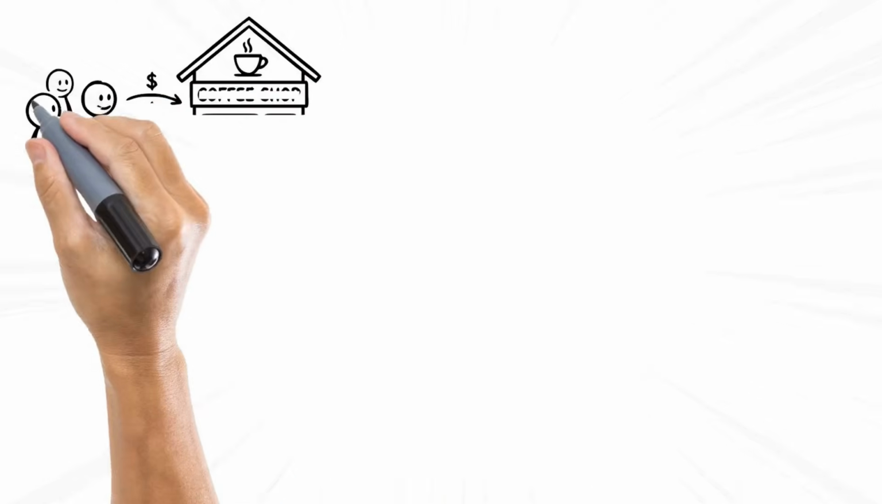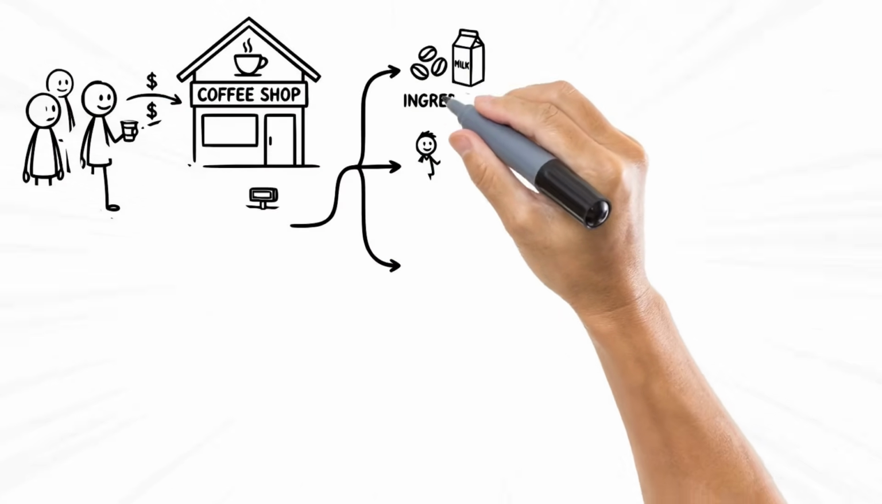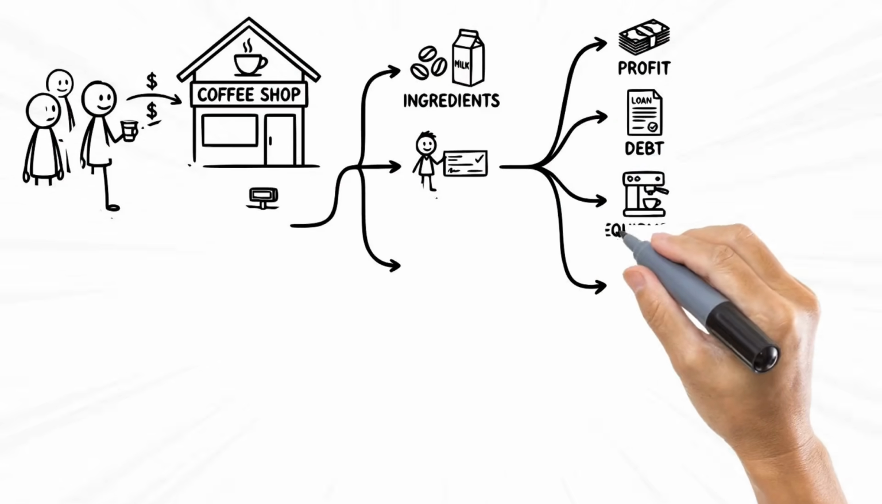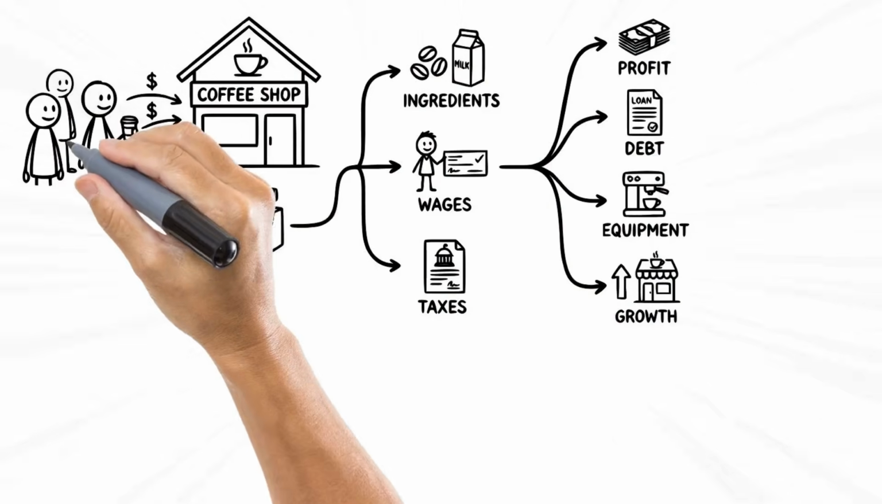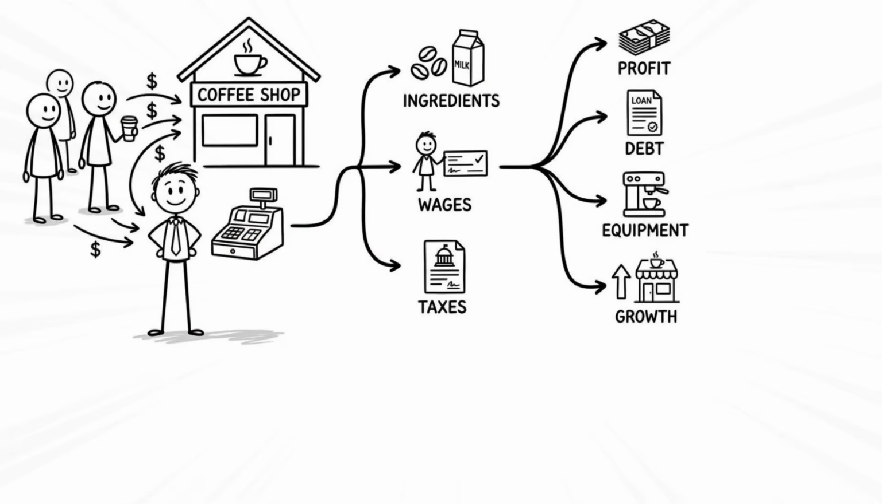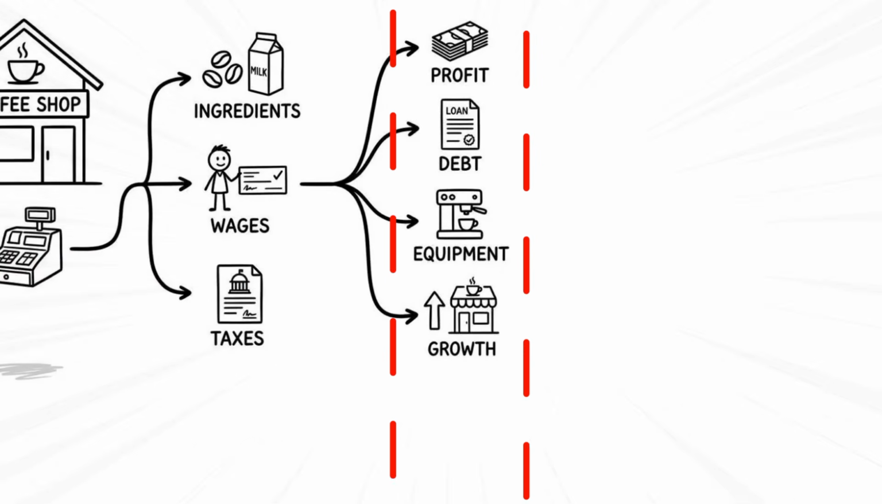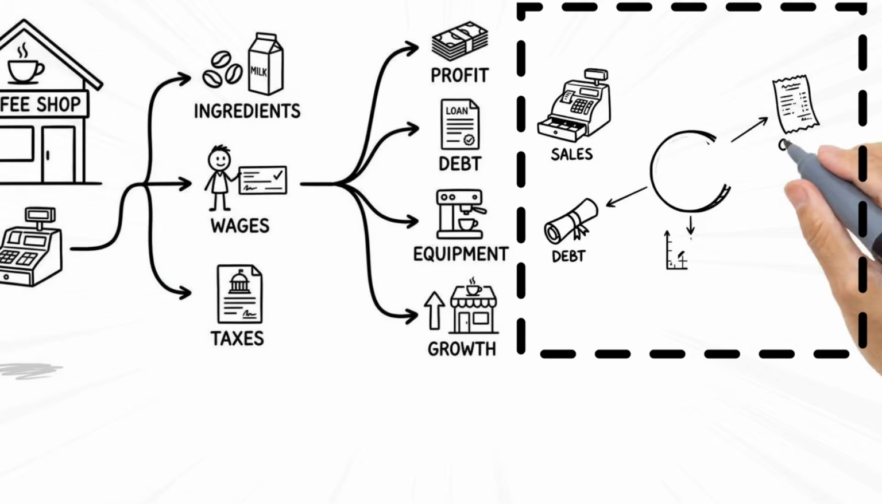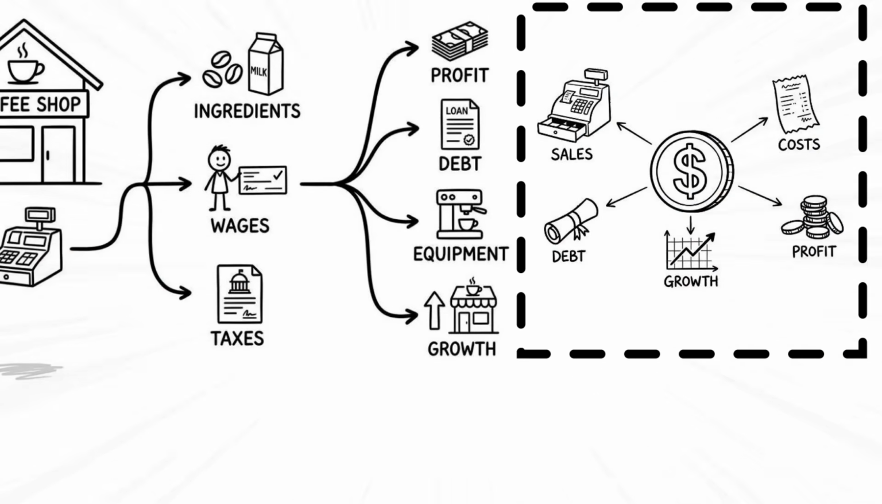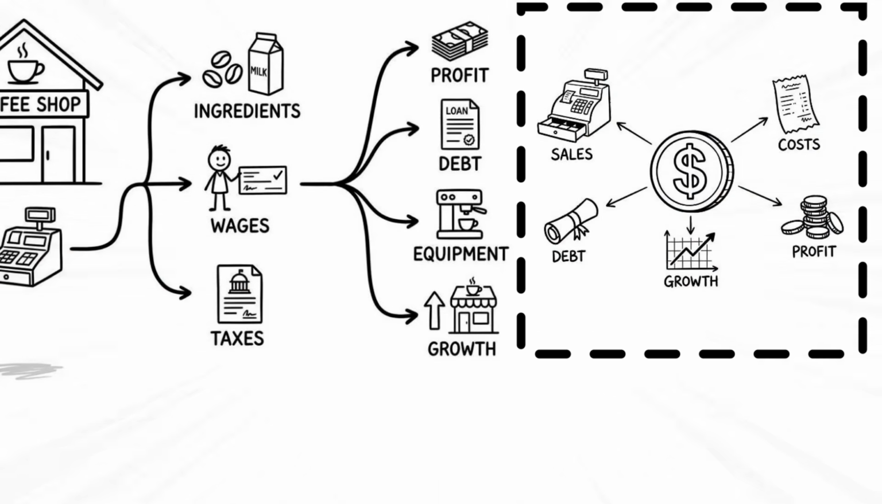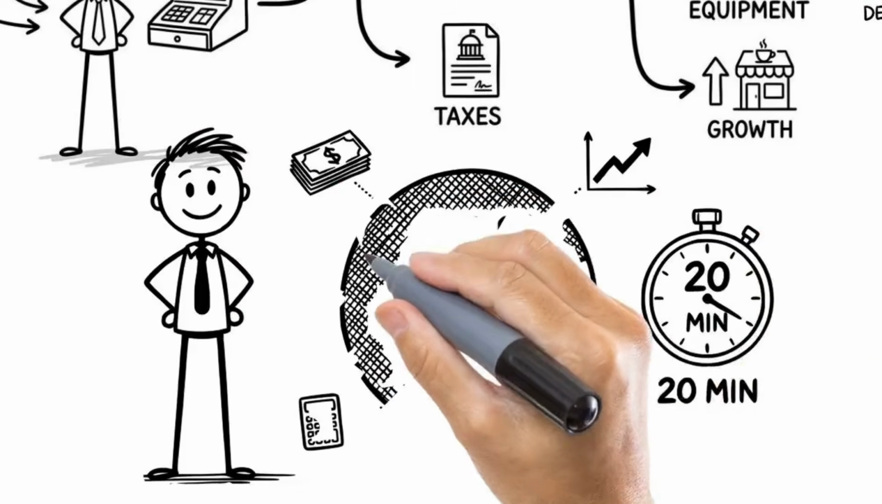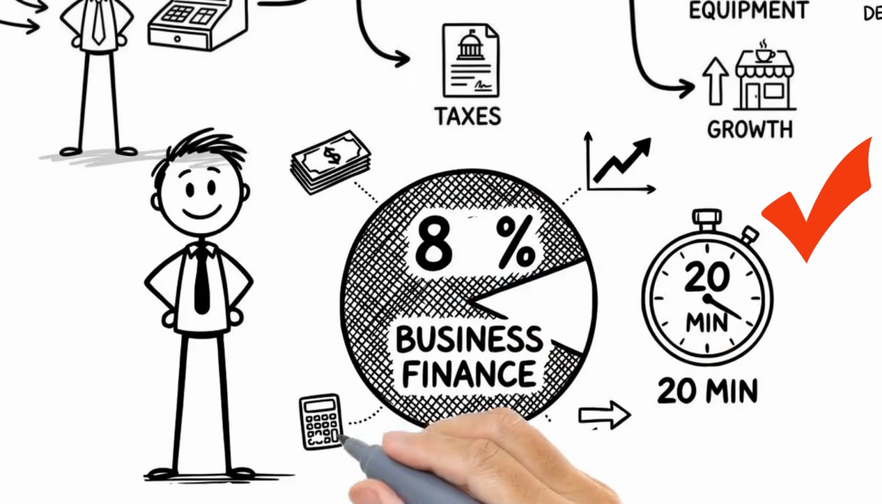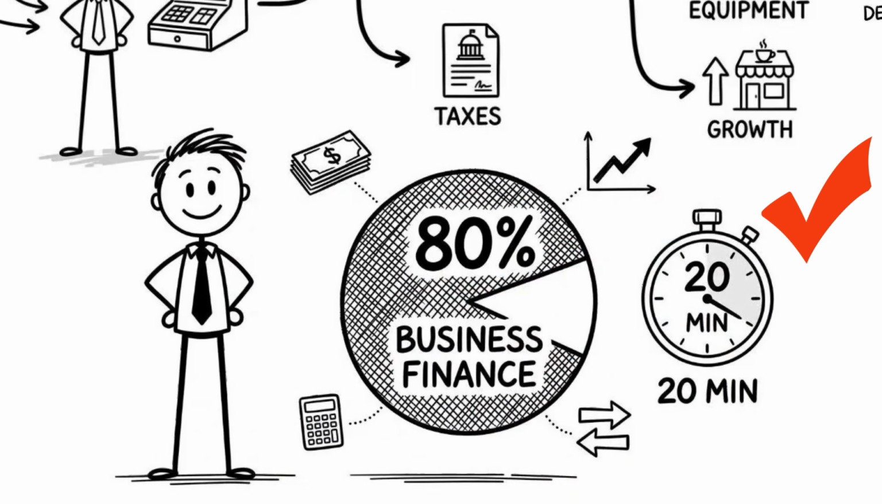Imagine you own a small coffee shop. Customers buy coffee, money enters the business, ingredients and wages consume part of that money, taxes take another part, and whatever remains must support profit, debt, equipment, and future growth. Almost every financial decision connects to this simple movement of money. In this video, you will learn 80% of business finance in under 20 minutes using simple, practical examples.